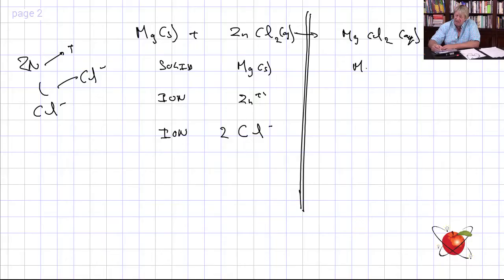Now, let us have a look. What have we been told we've got on the other side? We've got here MgCl2, which means we must have Mg2+. This must be an ion, correct? And we've got Cl2, so we've got 2 Cl- there to form that. And we've got Zn solid.